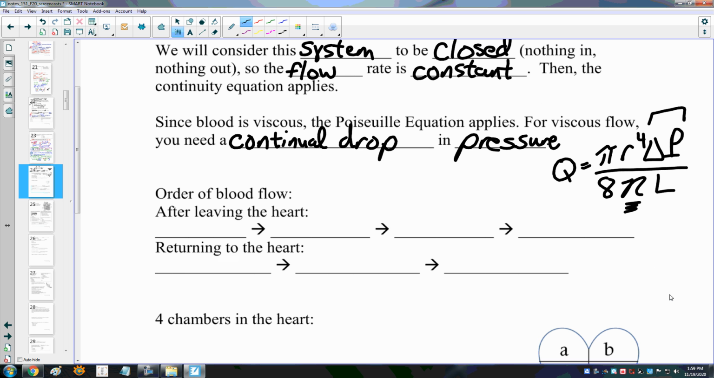I want you to know the order of blood flow. Actually, we'll stop there. I'll come back to it.